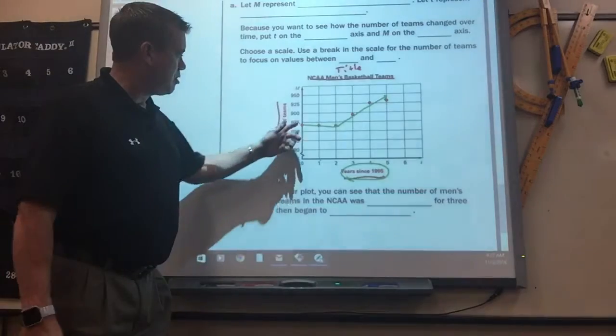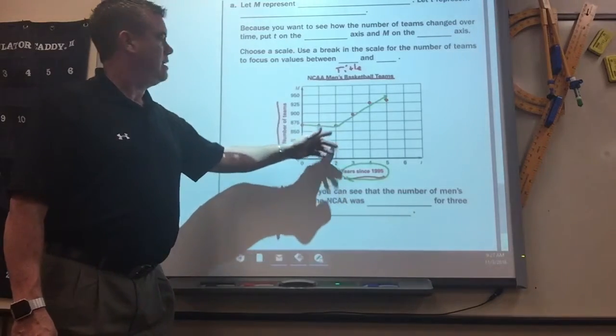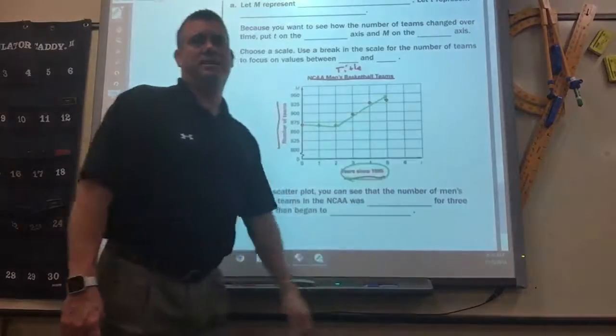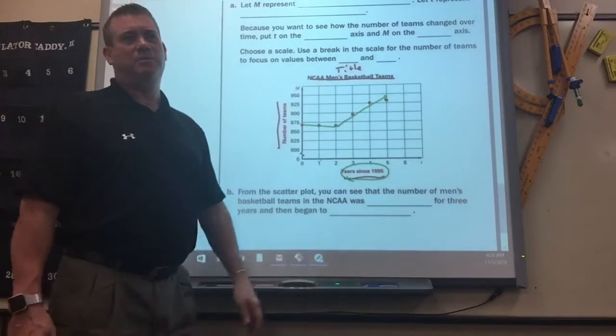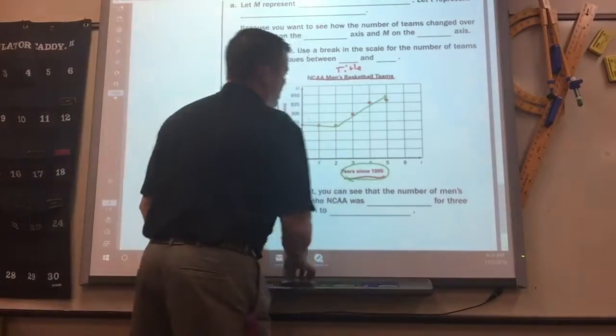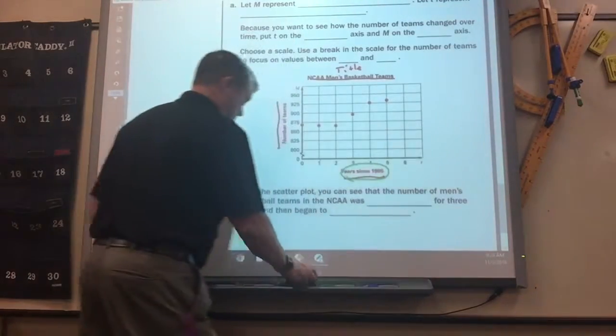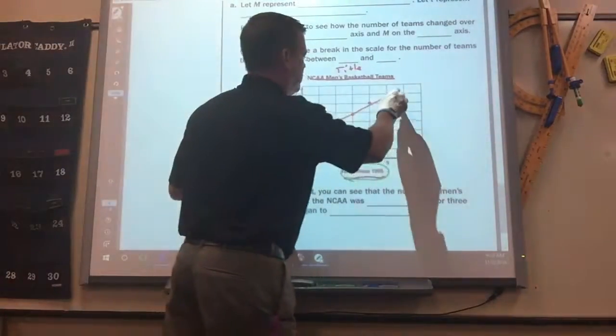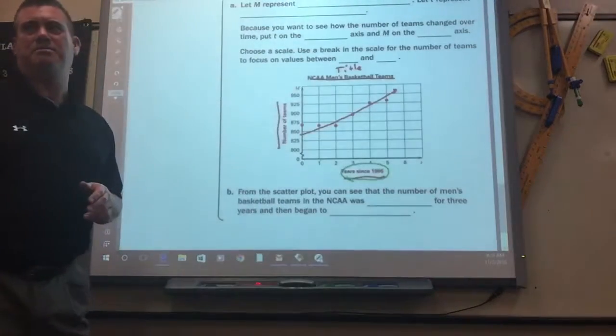Stays the same for 1, 2, 3 years. Stays about the same, you should say. And then it rises the next few years. That's all you got to put when they ask you to interpret it. Now, if they did ask if there was a correlation here, it does look like it's going up like that, right? So you would say it's a positive correlation.